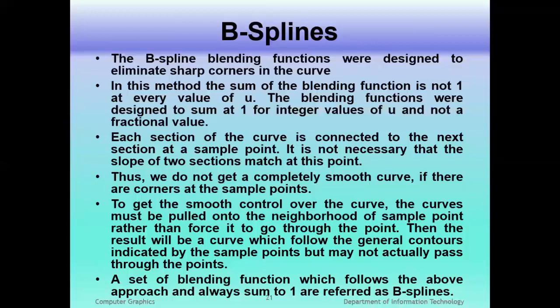We have already seen the interpolation technique to generate a smooth curve. It must pass through all sample points. It means the sum of blending functions must be 1 for every sample point for integer values of u. We may get the blending function as 1, but for fractional values of u, we may not be able to pass the curve through the sample points.